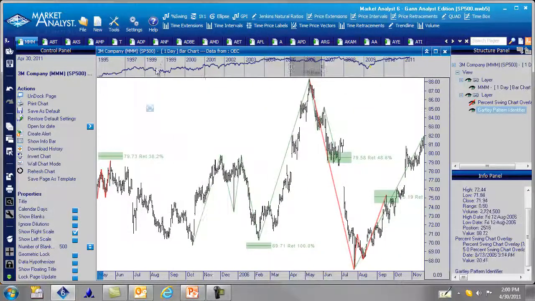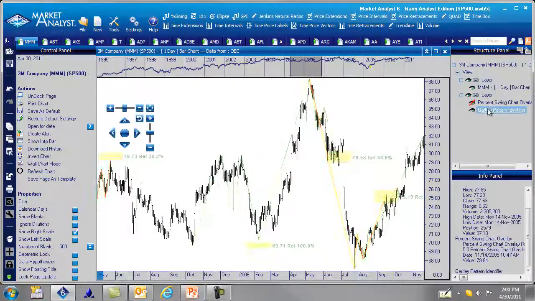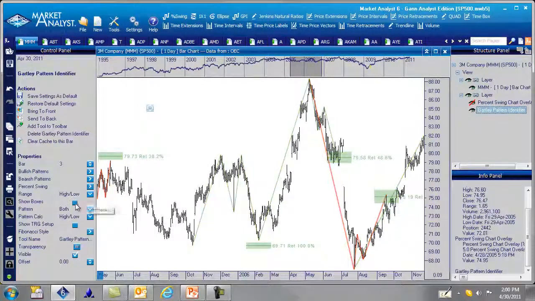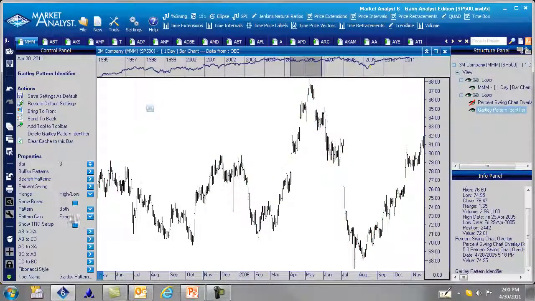What I like to use is the exact setting. So let's go back here. Left click it on the structure panel, come over here, and what we're going to do is choose pattern calculation. We're going to change that to exact. Now when you choose exact, you have a number of different settings based on the individual legs of the pattern. So the first one is AB to XA. You now know the labels, so that will make sense to you.